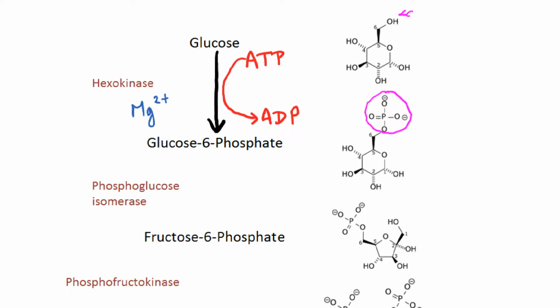The next reaction is going from glucose 6-phosphate to fructose 6-phosphate. This is a reversible reaction and is carried out by phosphoglucose isomerase. Here you can see that a 6-ring structure is changed to a 5-ring structure.